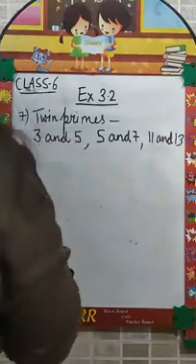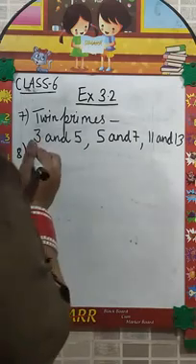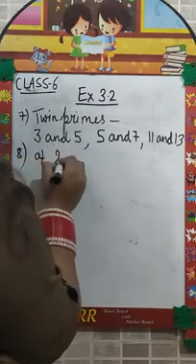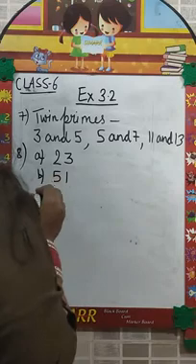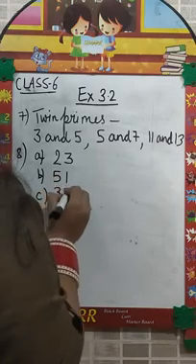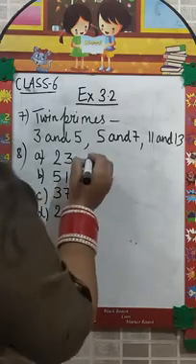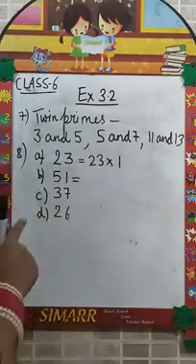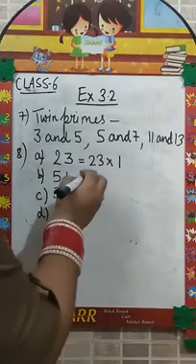Next in question number 8, we have to see which one is the prime number. Here in the A part we have 23. In part B we have 51. In C we have 37. And in D part I have 26. 23, what are the factors of it? That is 23 into 1. Everyone knows 51 is divisible by 3.